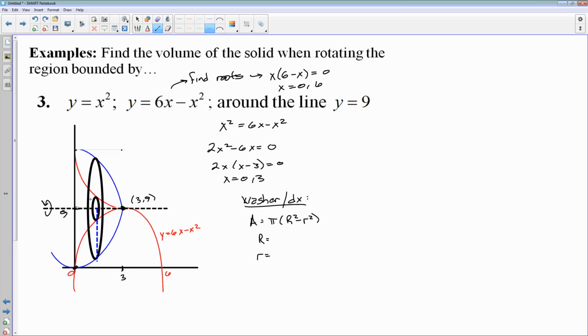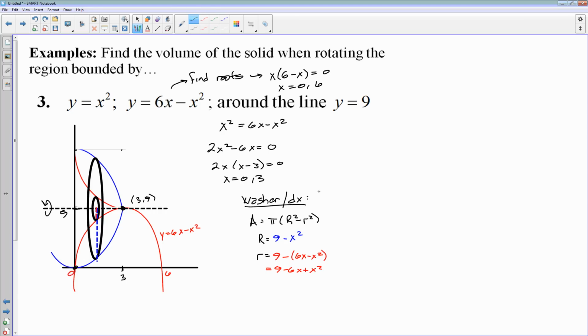Big R from center to the original outer curve. That is a top and bottom. I'm going from the line y equals 9 to the parabola y equals x squared. So 9 minus x squared. My little radius is going to go from here to here. My top curve again is y equals 9, and we have to be careful with this one. It's y equals 9 minus, and this curve is 6x minus x squared. So make sure you put that in parentheses. So minus 6x minus x squared. Ooh, this one's going to be rough. Which turns my little radius into 9 minus 6x plus x squared.